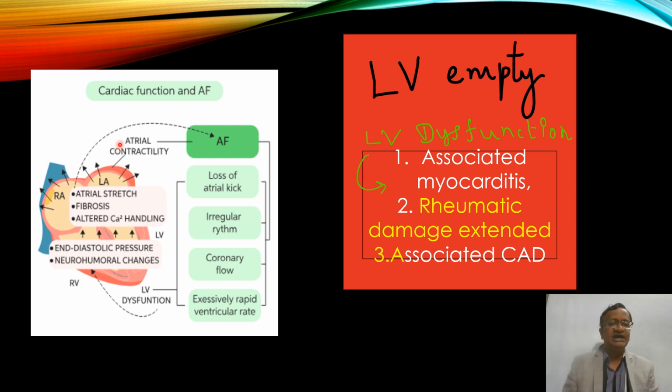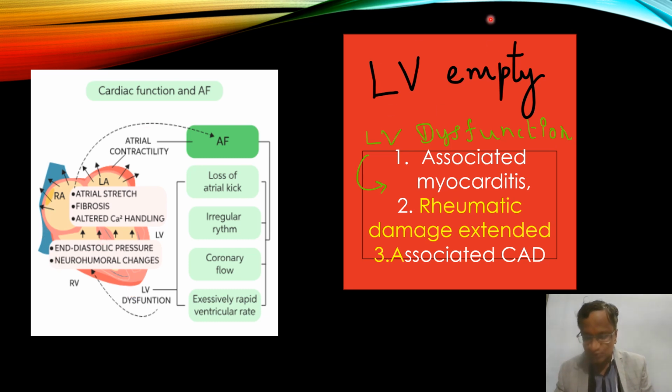Now you see again, atrial contractility is gone, AF is present, loss of atrial kick, irregular rhythm. This irregular rhythm may sometimes cause coronary blood flow to be a problem. So this may cause LV dysfunction. Going back again, it may also cause RV dysfunction.